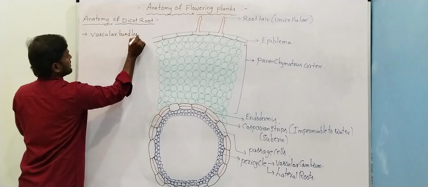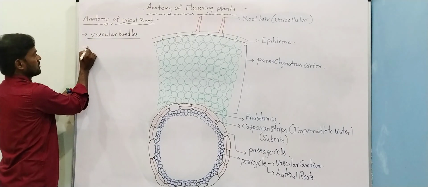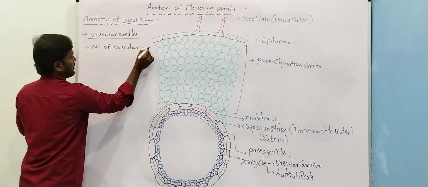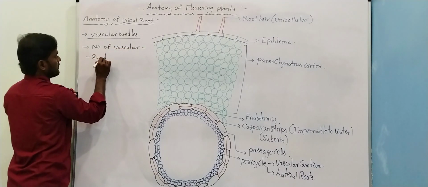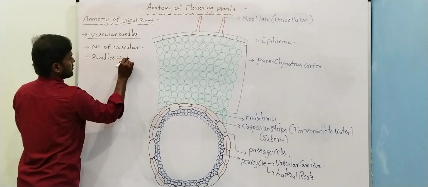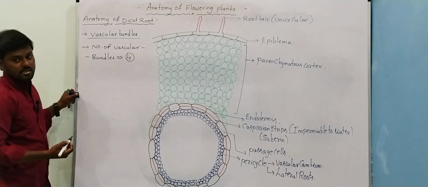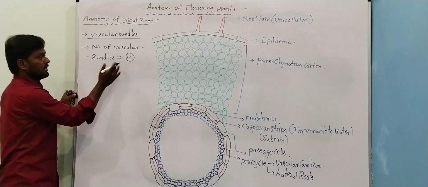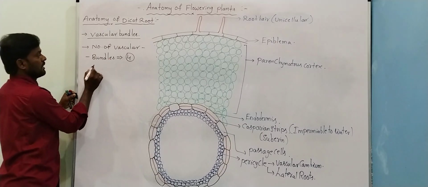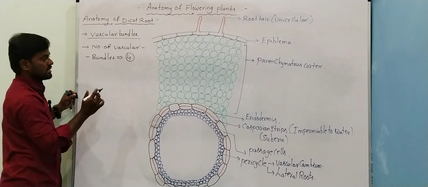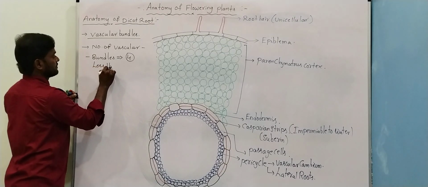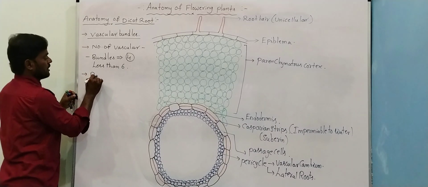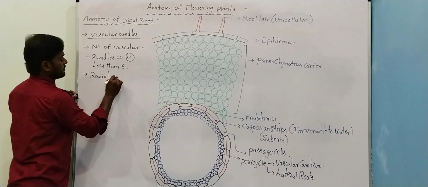Vascular bundles. The number of vascular bundles is 4. That is, xylem patches 4, phloem patches 4. So in this dicot root, the number of vascular bundles is 4, less than 6. Next, the vascular bundles are arranged in radial arrangement.